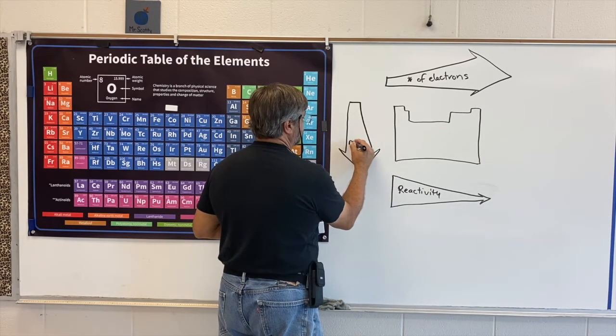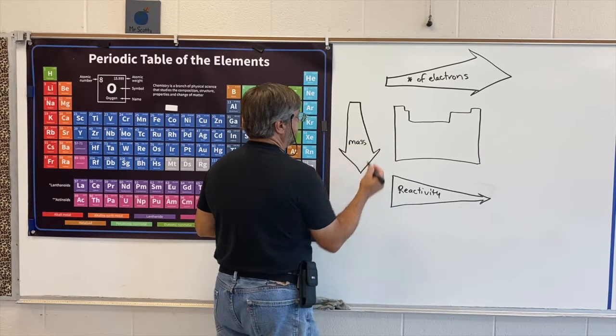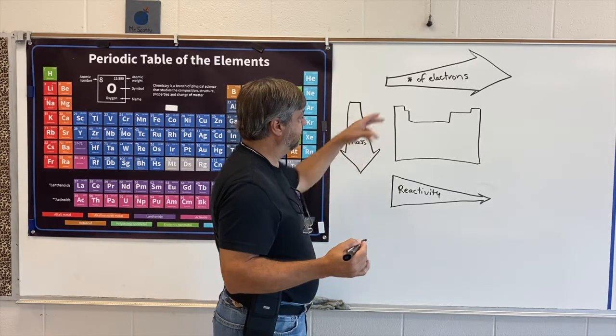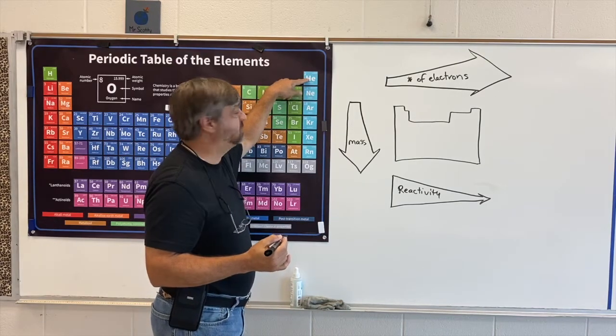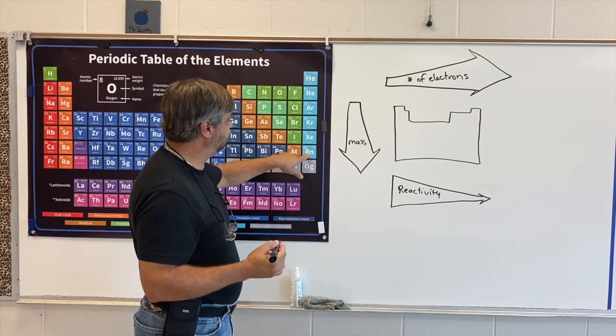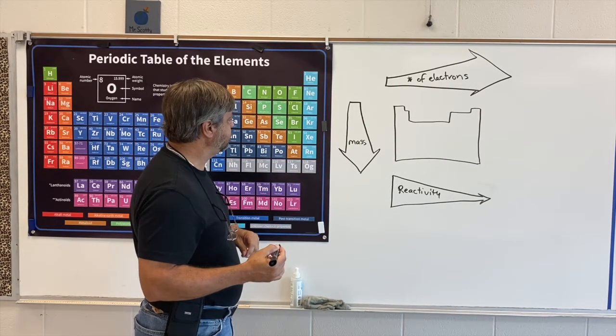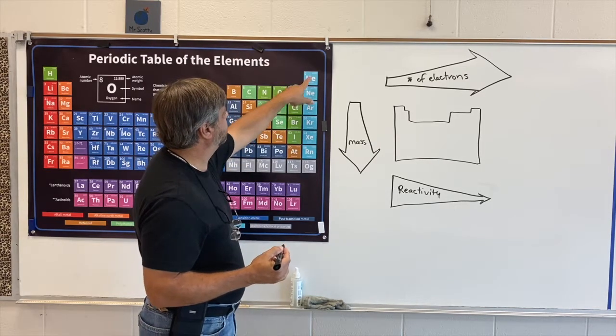And this is mass. So the mass of an element increases as you move down in this way. The mass of helium is much, much smaller than the mass of radon down here. All right, and you can see that. Here's the mass of helium.